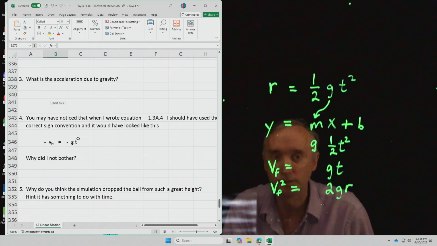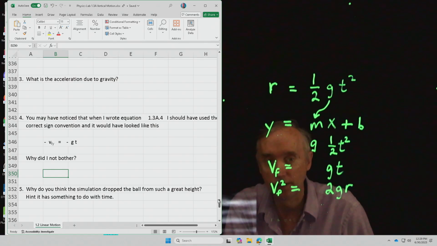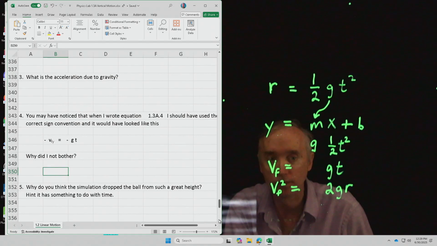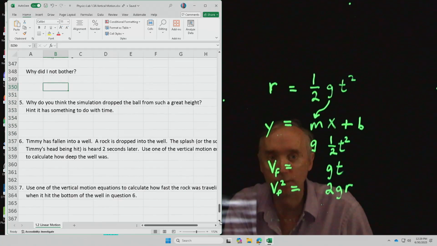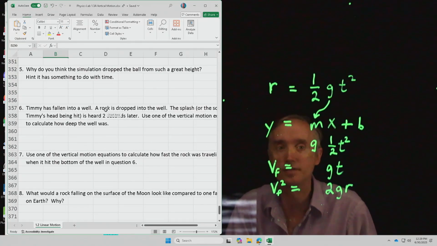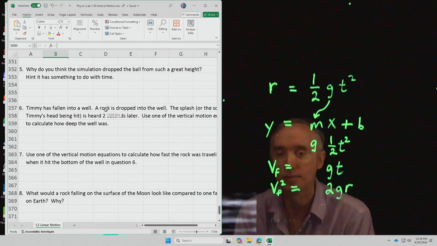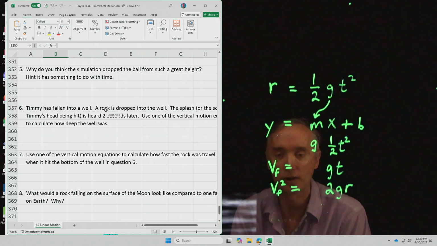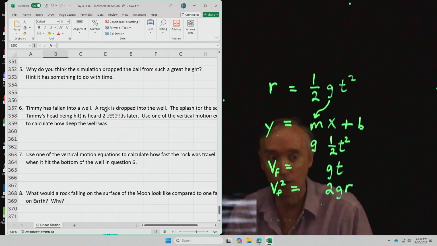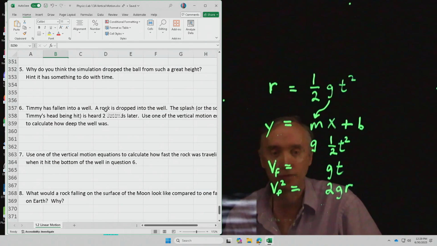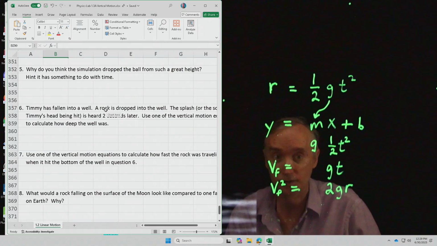Okay, now I've already done this part. If you recall, I talked about this, so I'm going to let you write your answer here. If you can't remember, then back me up and go to the part where I talked about the negative signs and why we don't need to bother with them. Then question number 5: why do you think the simulation dropped the ball from such a great height? It dropped it from 103 meters. Why didn't they just drop it from a height of 1 meter? I will let you try to come up with the answer to that.